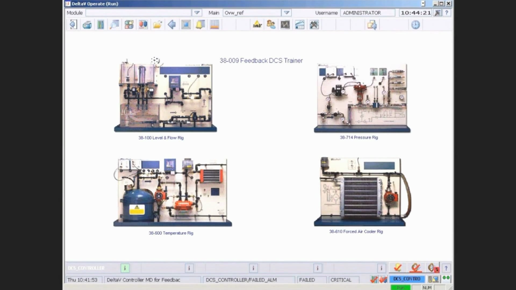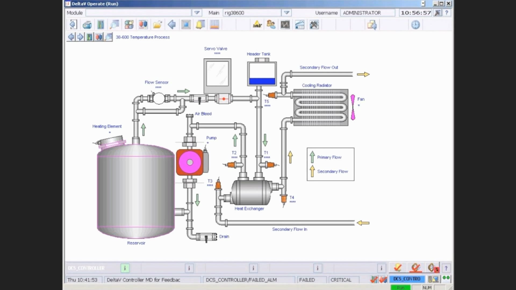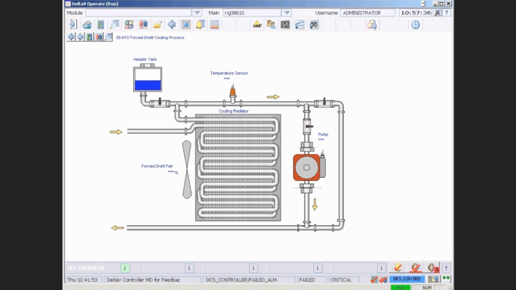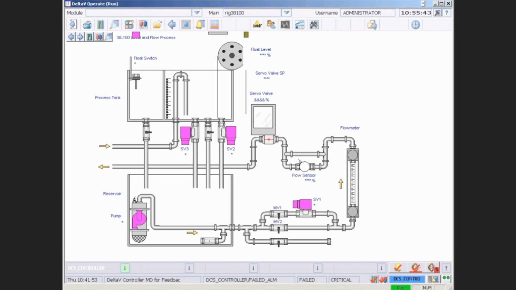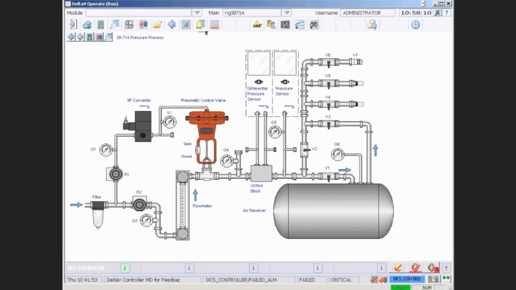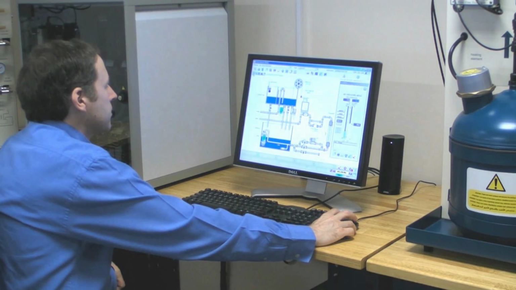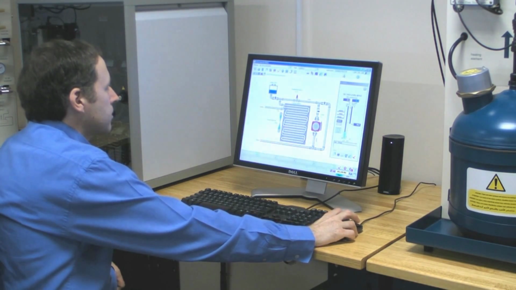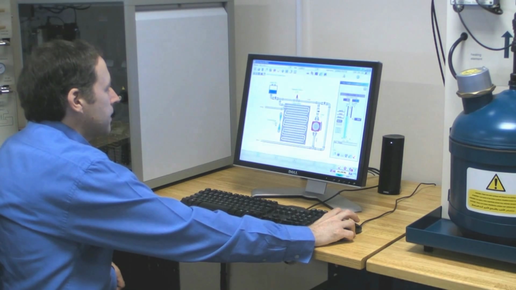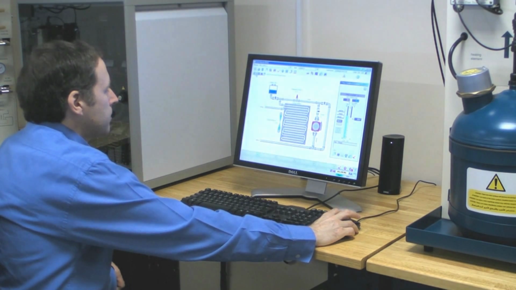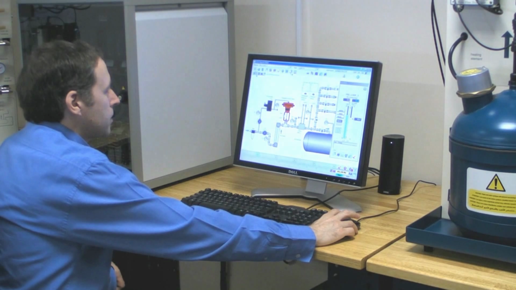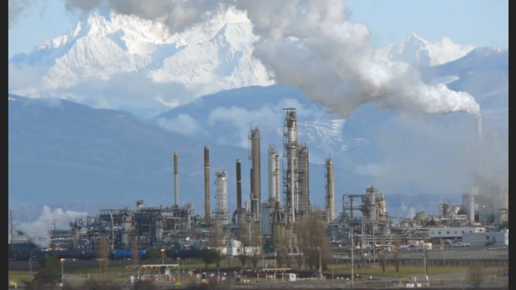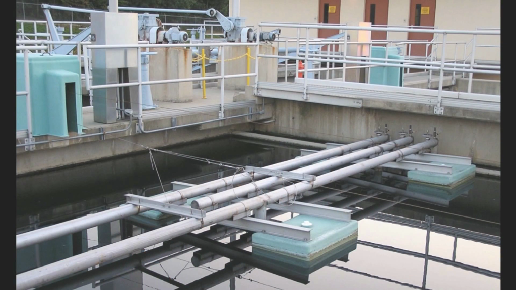The Delta V software is provided with mimic diagrams to show the status of each rig. They also allow the monitoring and adjustment of system parameters. The operator can scroll through the mimic screens to get an overview of the system status. The Delta V controller from Emerson Process Management is a real industrial solution used in process industries such as petrochemical, water treatment and paper making.